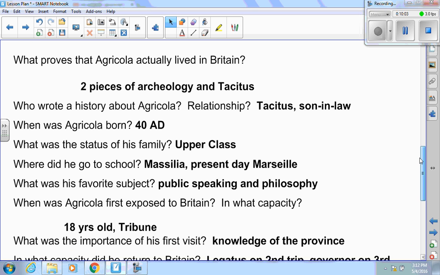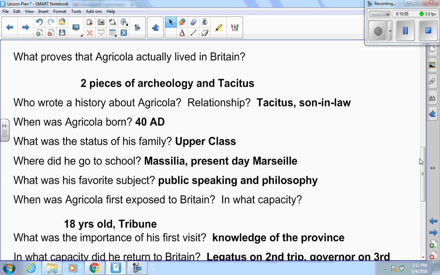Let's move down here to the cultural aspects. What proves that Agricola actually lived in Britain? Two pieces of archaeology that are in your book. It showed you pictures of them, and the fact that Tacitus wrote a history of them. Who wrote the history about Agricola? Tacitus, and his relationship: he was the son-in-law. Guess what? If your son-in-law writes a history or a biography about you, do you think he's going to leave out some of the nasty details? Probably so. We call that bias.